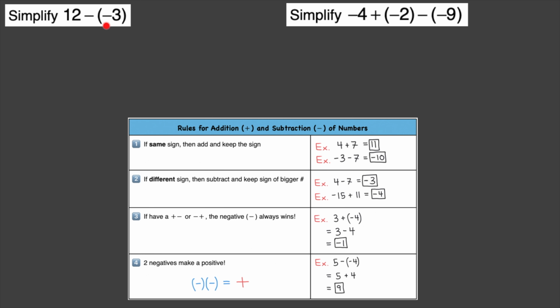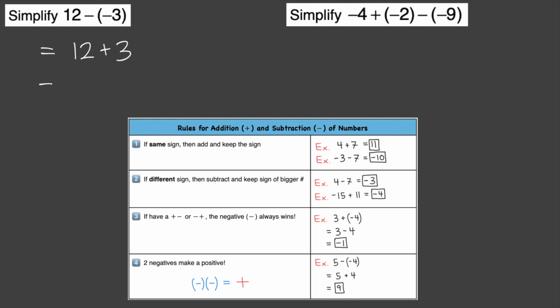We have two negatives right next to each other. This is rule number 4. If you have two negatives, that makes a positive. So two negatives make a positive. So we're going to rewrite this. Instead of minus negative, that becomes +3.